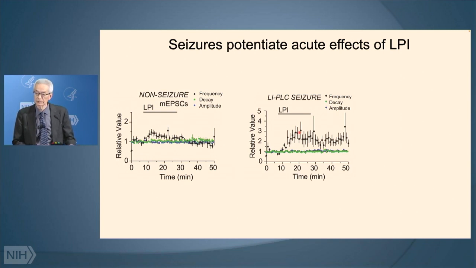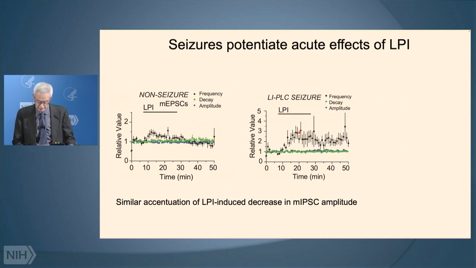And so this is an indication at the cellular level that one seizure leaves behind a trail that makes it more likely to see a second seizure. And we saw a similar accentuation of the LPI-induced decrease in mini IPSC amplitude. Once again, that's postsynaptic. This effect is presynaptic. But in both cases, the chronic seizures make the effect bigger, not unexpectedly, because the number of GPR55 receptors is increased.